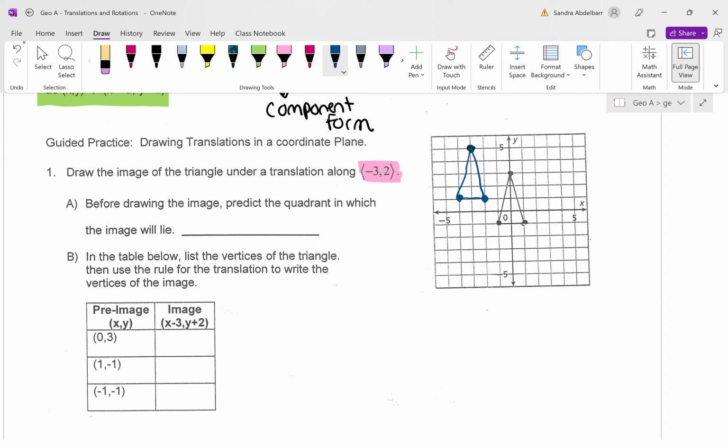Oh, I didn't do this, but before drawing the image, predict the quadrant the image will lie in. When we have quadrants, just to recap, I know you learned this in middle school, it goes counterclockwise. So this is quadrant 1, quadrant 2, quadrant 3, quadrant 4. So which quadrant did we end up in? Quadrant 2.